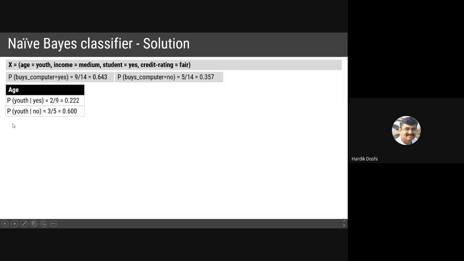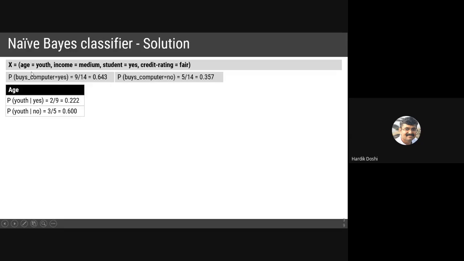You should be clear with this term. Repeating again: for age equals youth and buys computer yes, for youth we have 2 records, and for yes we have 9 records, so the probability is 0.222. Same way for youth but does not buy computer: there are 3 records for youth who do not buy a computer, so 3 divided by 5, because total records for no are 5. So the probability is 0.6. Now what is the second attribute after age?